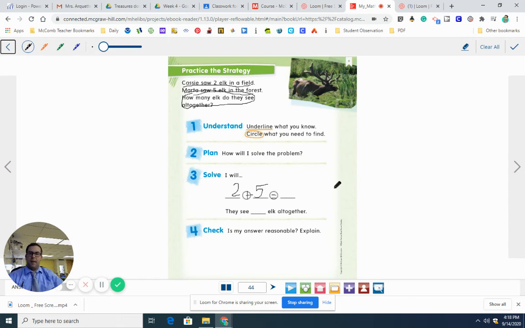Now, 2 plus 5. There's some different ways to figure out that answer. You can just add them. You could use your fingers. You could draw circles. Whichever strategy works for you. What does 2 plus 5 equal? 7. We'll put it on that line. There we go. They see 7 elk altogether.